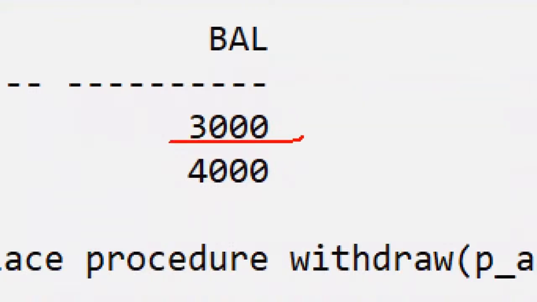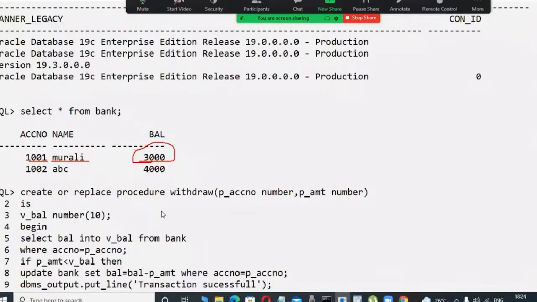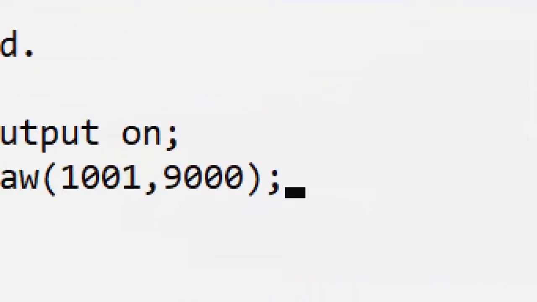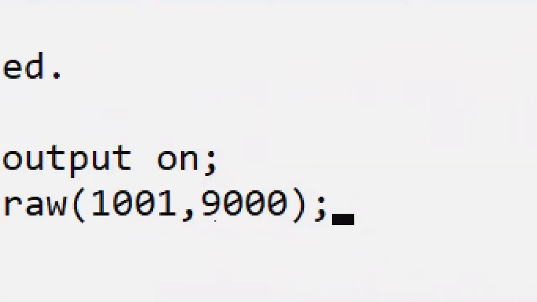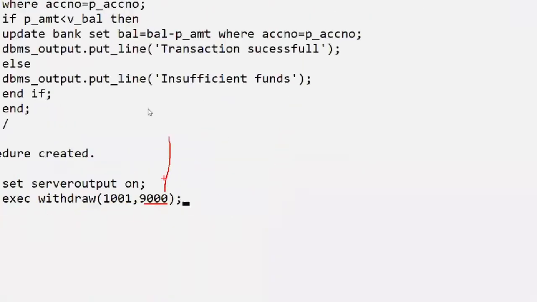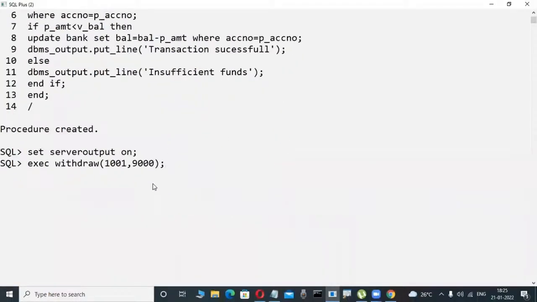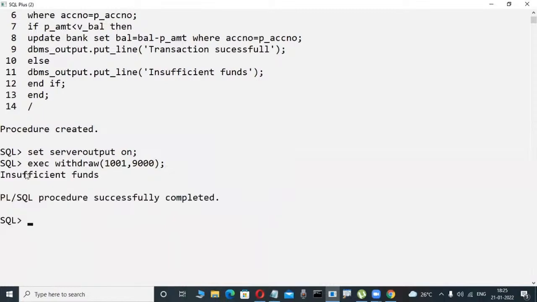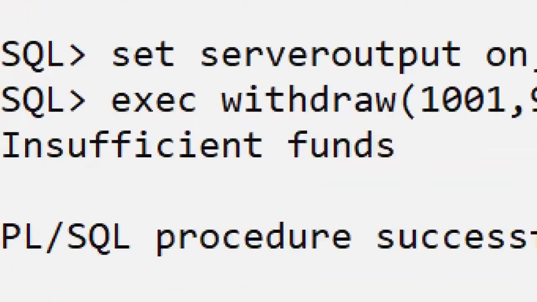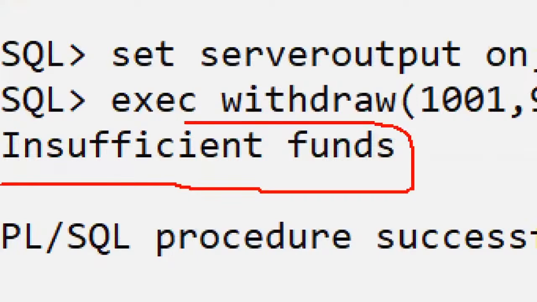Now, my balance is how much? 3,000. In my table, 3,000 is the current balance. Now, my account number is 1001, but I try to withdraw how much amount? 9,000, because I'm writing this program only, don't worry. Whenever I try to withdraw 9,000, is it possible? No. So now here it will give a message, insufficient funds.